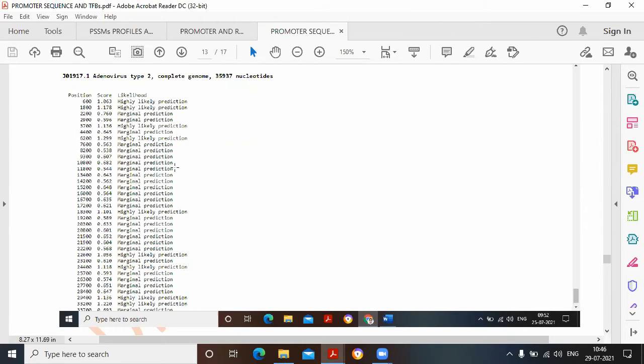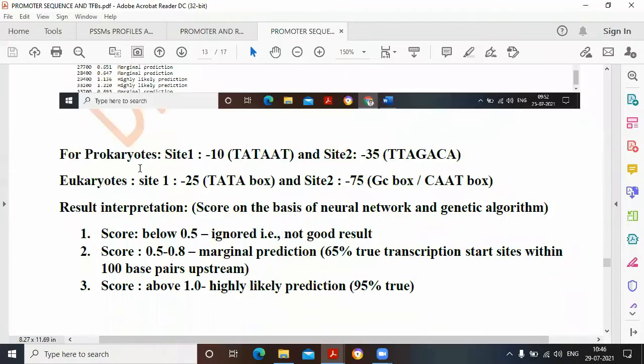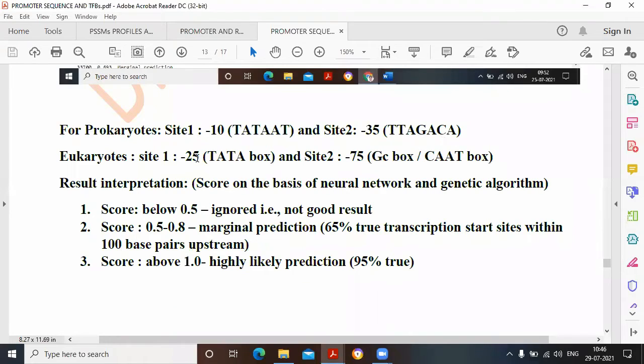You need to understand what the meaning of highly likely prediction and marginal prediction is. As we've already discussed, the prokaryotic site has a -10 region, the TAT sequence, and site 2, the -35 region, has the TAGHCA sequence. Similarly, in the eukaryotic site we can find the -25 region TATA and the -75 region, which is called the GC box or CAAT box.